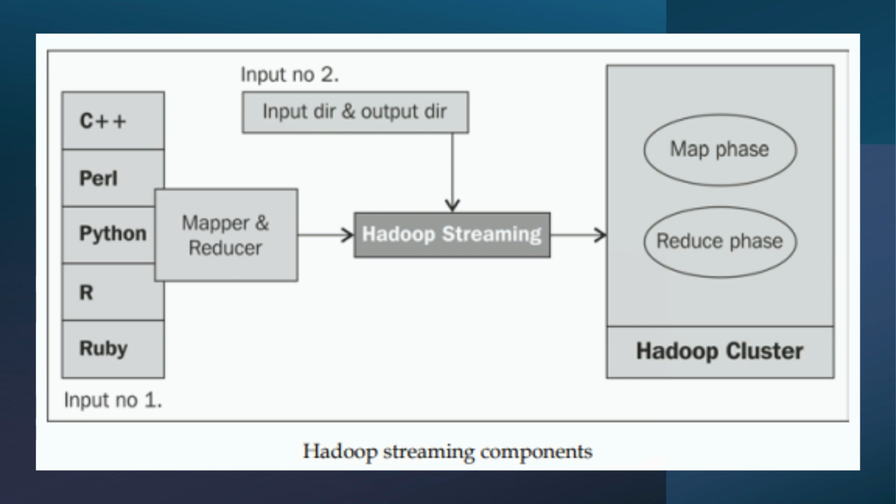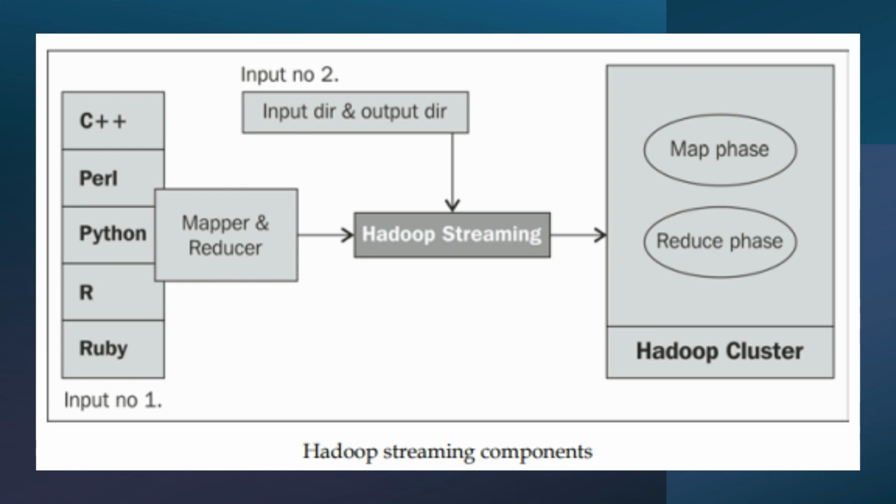So here we have the workflow. We have different types of languages, as we can see: C++, Perl, Python, R, and Ruby. These are the languages that we write the scripts in, and these are provided to the MapReduce functions, the mapper and reducer. So we can have the R scripts which are written in the mapper and reducer.